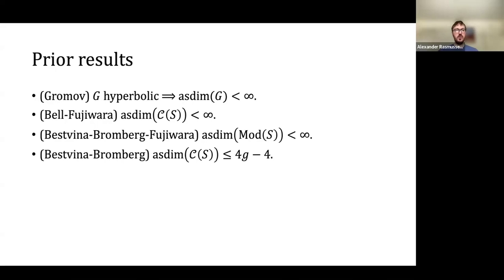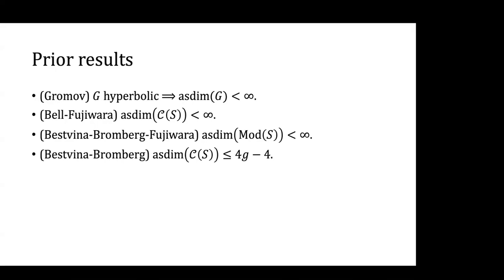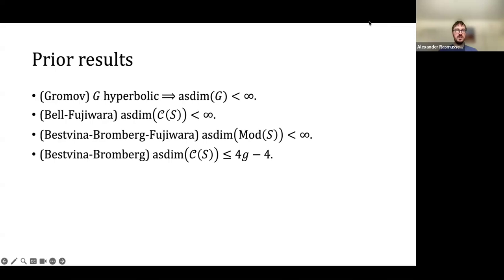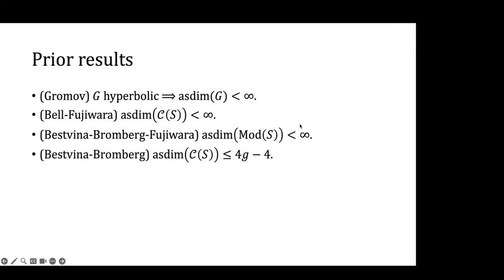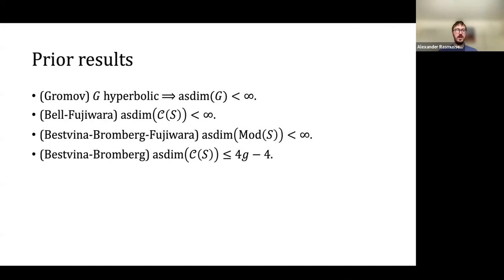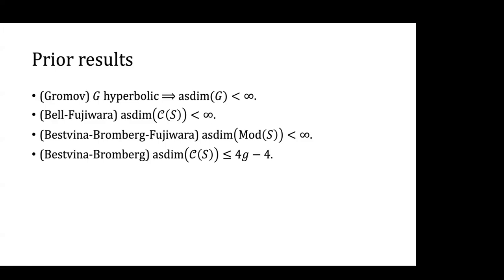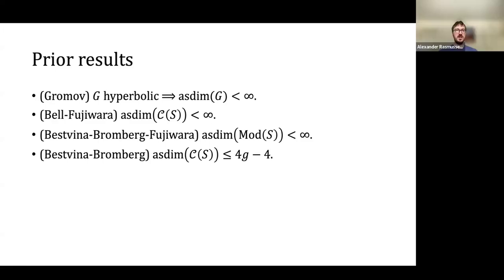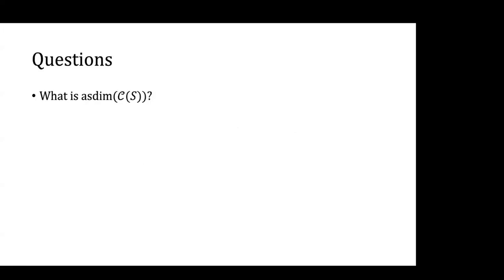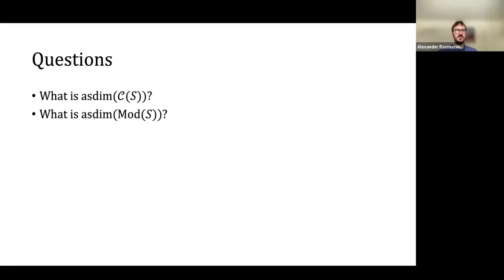And more recently, Bestvina and Bromberg gave the first effective upper bound on the asymptotic dimension of the curve graph, showing that it's at most 4g minus 4, and this also gives you an upper bound on the asymptotic dimension of the mapping class group. So this leaves plenty of questions. We have some upper bounds. What are the asymptotic dimensions of these objects?